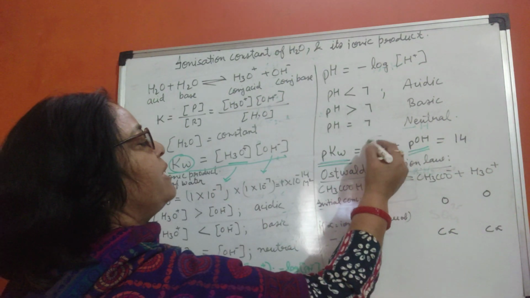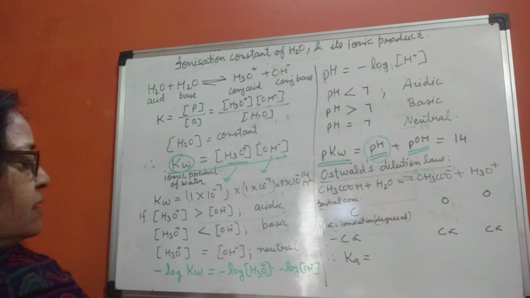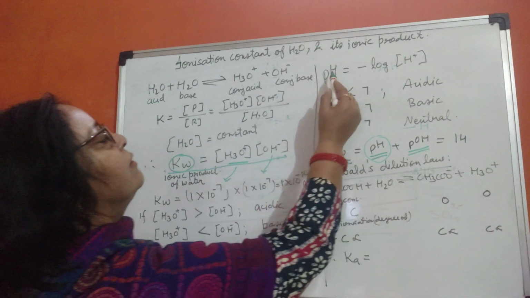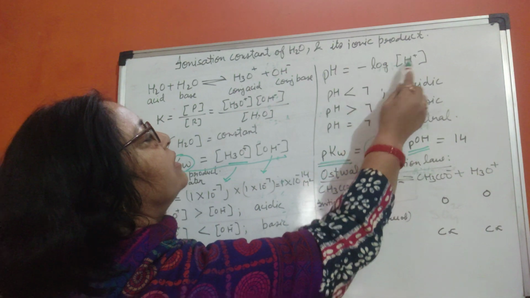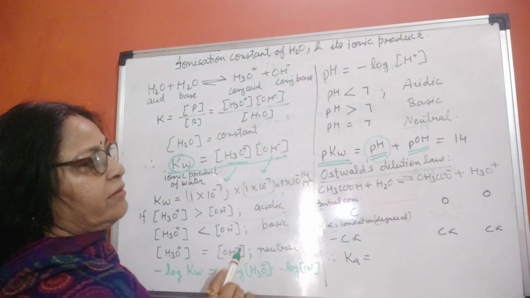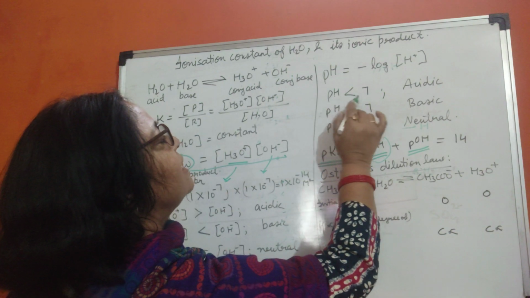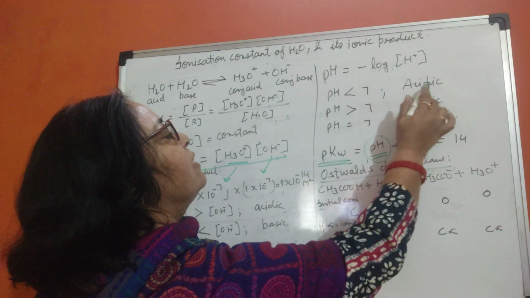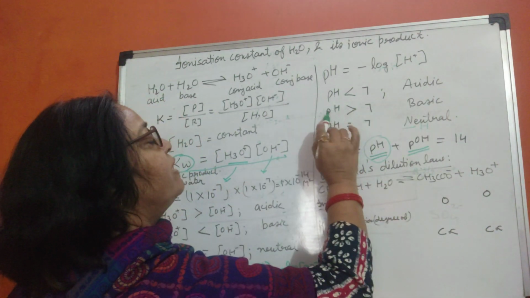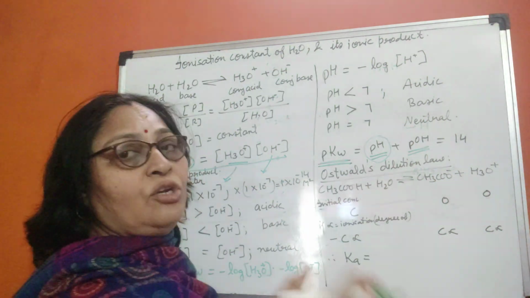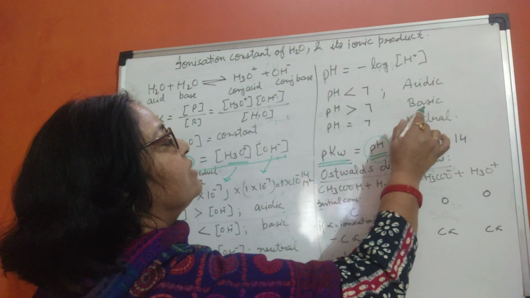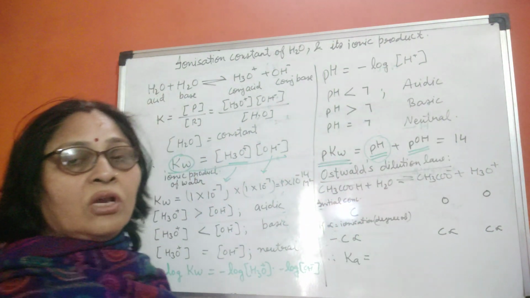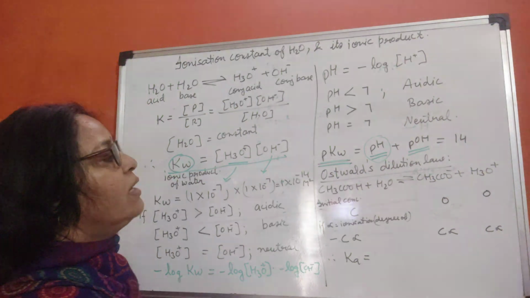Now what is this pH? So here you see that pH is the negative logarithm of hydronium ion concentration, or here we write pH equals the negative logarithm of hydrogen ion concentration. And if the value of pH is lesser than 7, means from 1 to 6.9, then we say that the solution is acidic. But if it is greater than 7, like 7.1 to 14, then we say the solution is basic. But if pH remains 7, it means the solution is neutral, right?